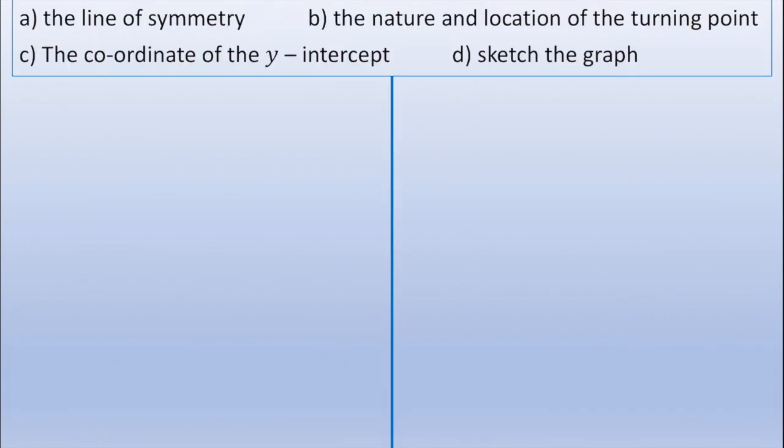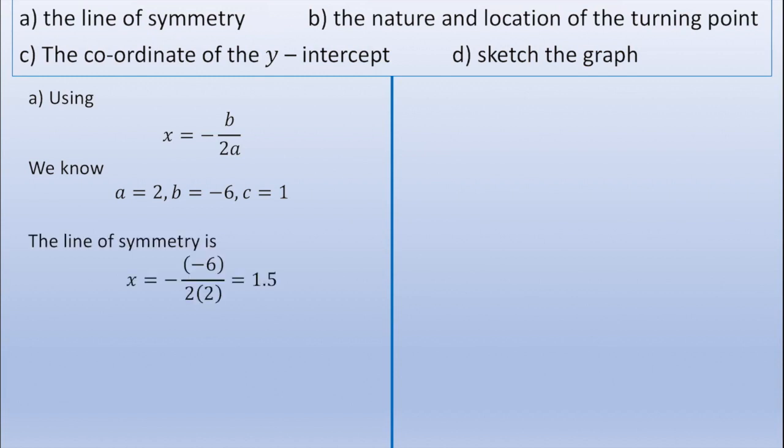Now, with the line of symmetry, we can use x equals minus b over 2a. We know that a is 2, the coefficient of x squared, b is minus 6, the coefficient of x, and c is 1. So therefore, we know that the line of symmetry or the axis of symmetry is x equals 1.5. You actually substitute b and a into the equation. Then we substitute x equals 1.5 into the function.